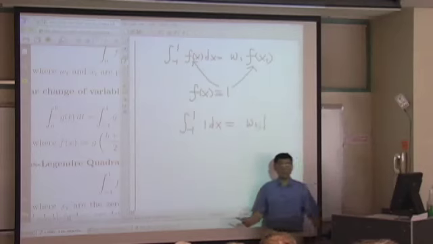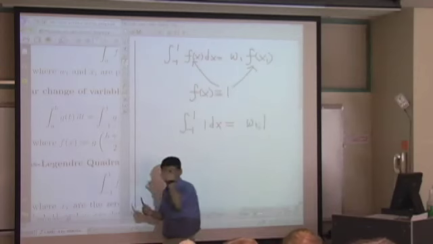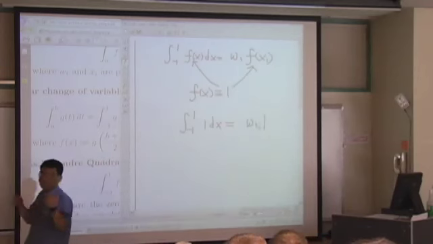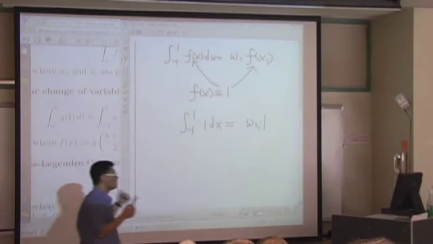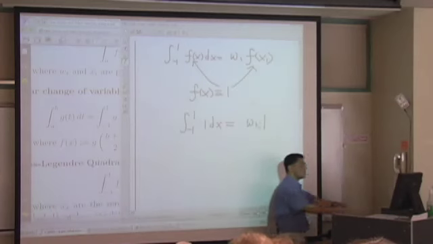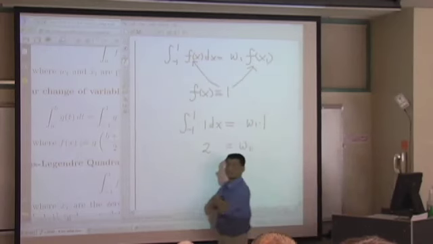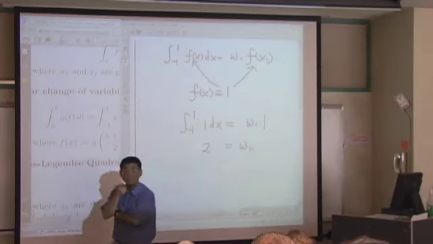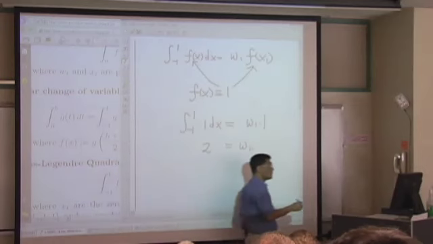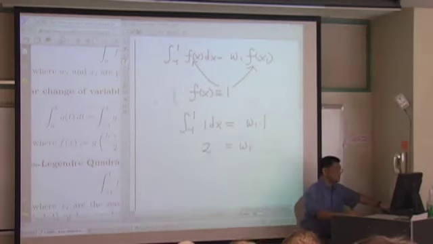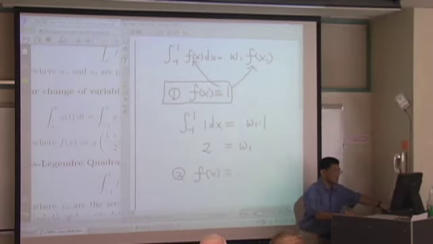Do you follow me or not? I replace f of x by 1, the simplest non-trivial function. Then the integral here gives us 2, right? The integral here gives us 2, and w1. So I can calculate w1. Now, the simplest one is used. So I will use the second simplest one, that is f of x equals x. This is the second simplest one that I can use.